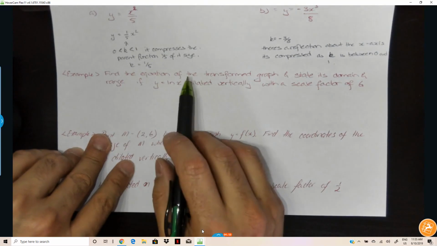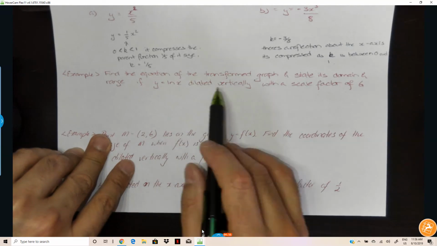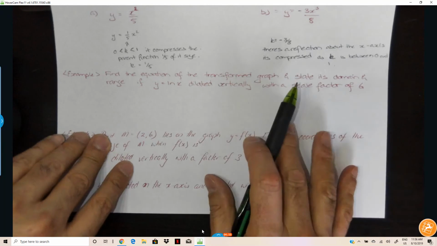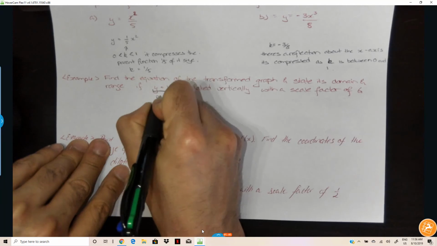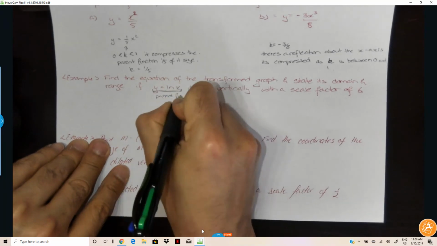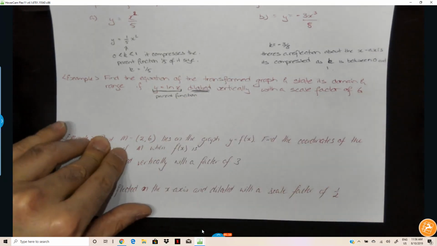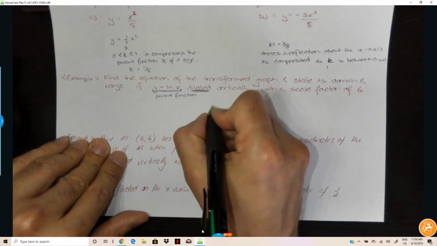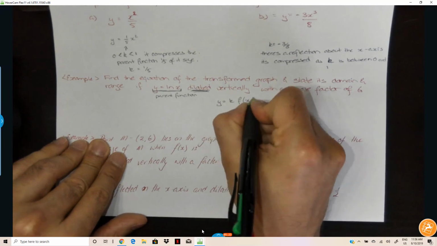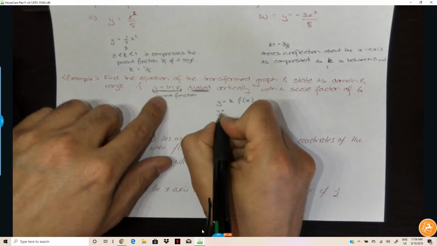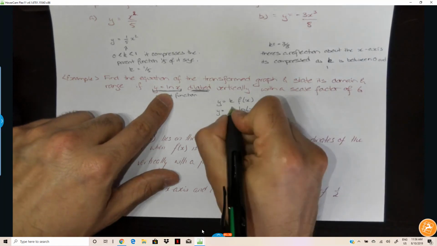We want to find the equation of the transformed graph and state its domain and range if we get y equals natural log of x dilated vertically with a scale factor of 6. Okay, so here's your parent function. And what we want to do is dilate it vertically. Okay, so the scale factor is 6. So when we want to change it, we want to change the function of f of x to k of f of x. So in this situation, our f of x is log of x, and we want to have a scale factor of 6.